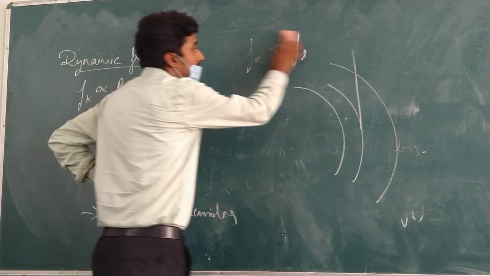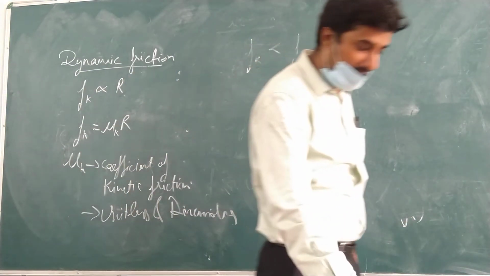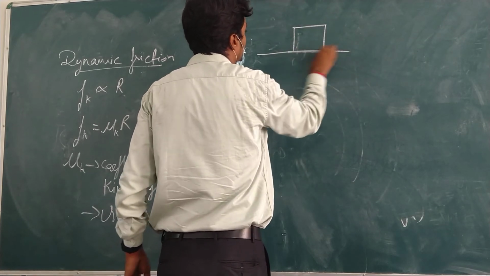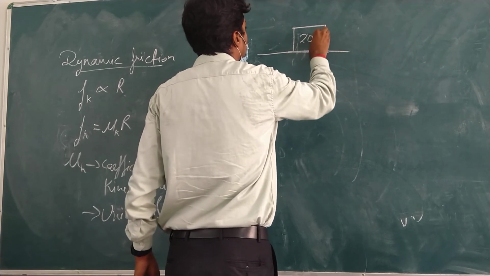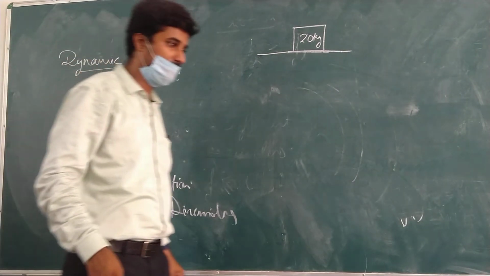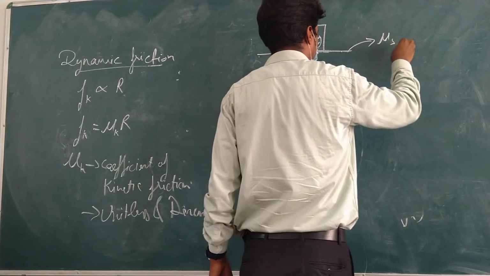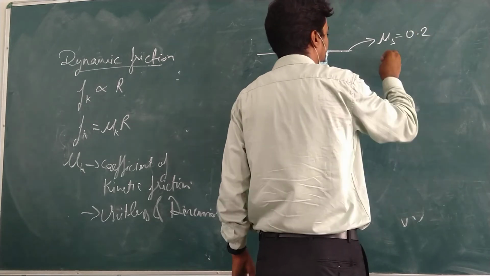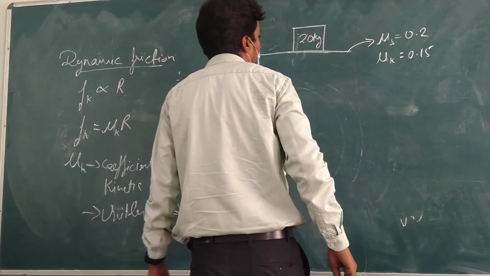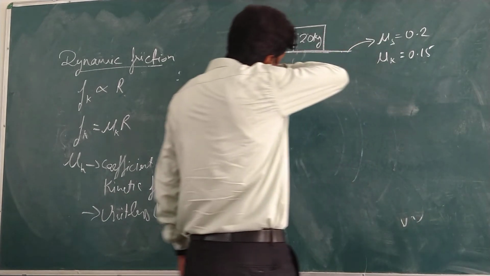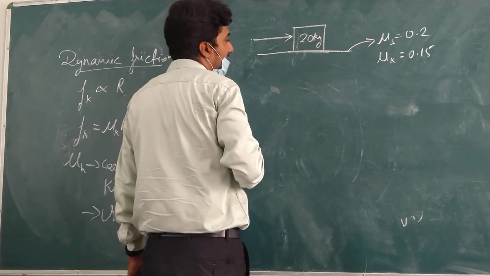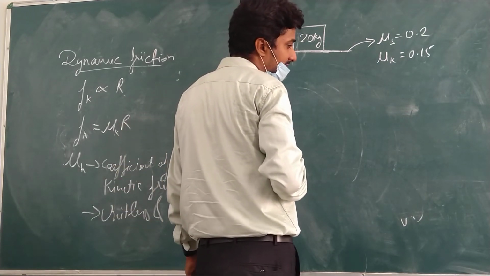Let's move further. Let's have a question. A body of mass 20 kg is resting on the surface, whose coefficient of static friction is 0.2 and coefficient of kinetic friction is 0.15. Calculate the value of acceleration in the following cases.